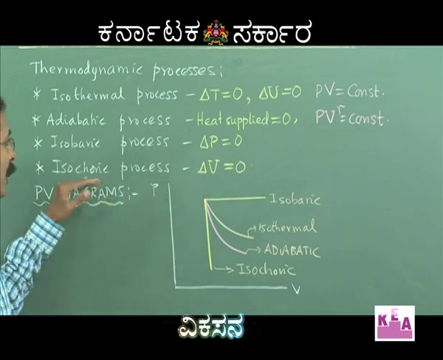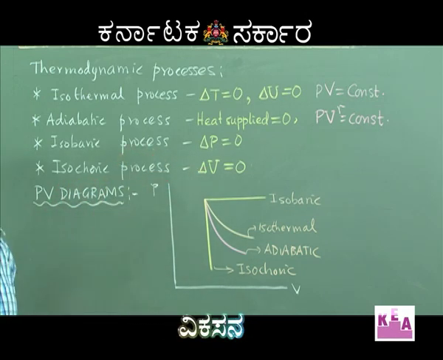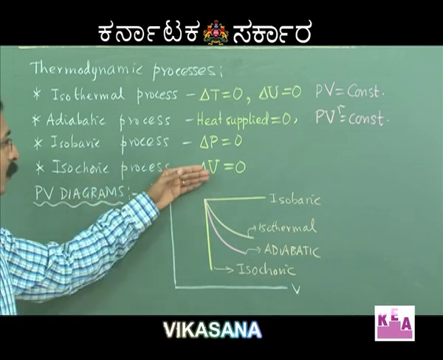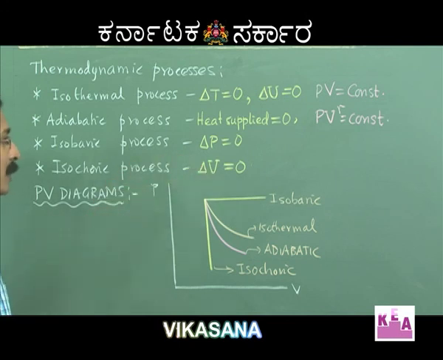For the isochoric process, the work done would be 0, because work done is equal to pressure into change in volume. As the change in volume for an isochoric process is 0, work done for an isochoric process is always 0. Now, I have shown some of the PV diagrams for these thermodynamic processes.